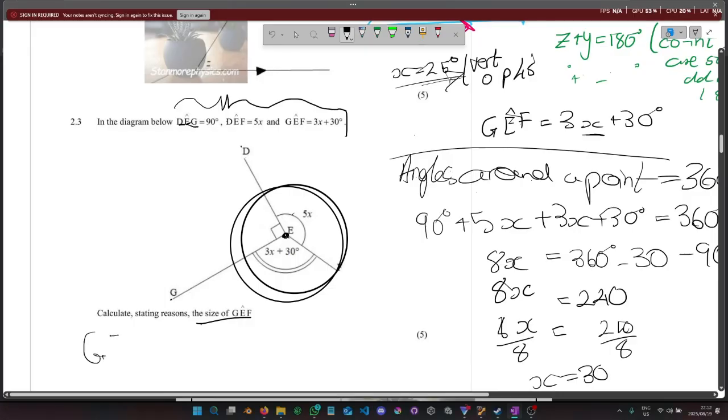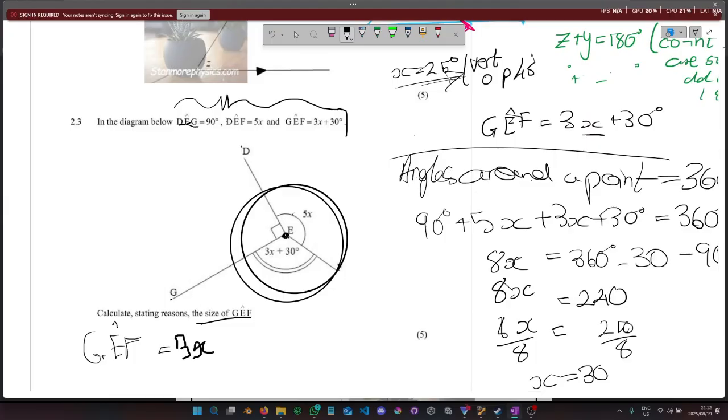And GEF is equal to 3x plus 30, right? And we know what x is now, which is going to be 3 times 30 plus 30, which is equal to 3 times 30 is 90, plus 30, 120 degrees.